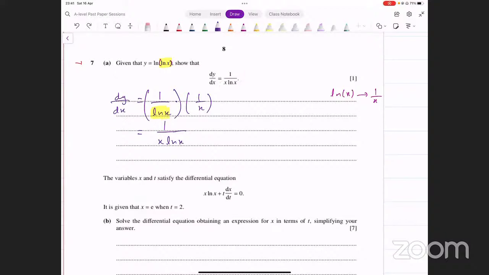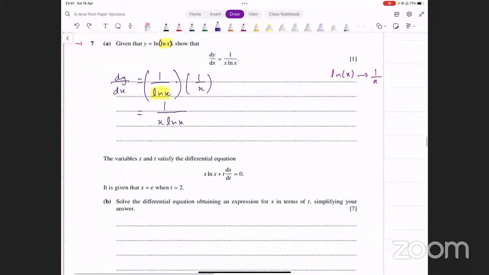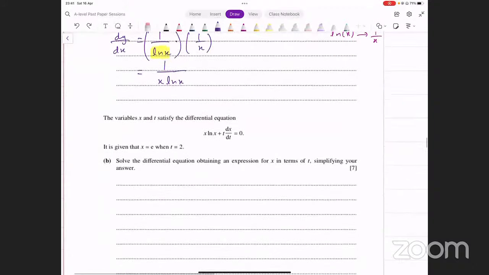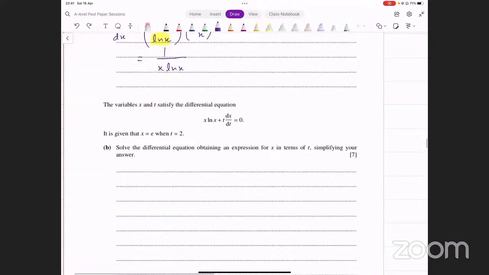Okay, let's look at the next part. Now this is a differential equation. The variables x and t satisfy this differential equation: x ln x plus t dx over dt equals 0. It is given that x equals e when t equals 2. एक point आपको दिया हुआ है. We have to solve this differential equation, obtaining an expression for x in terms of t. x subject होना चाहिए, t के terms में आपका answer होना चाहिए. We have to simplify our expression as much as we can.